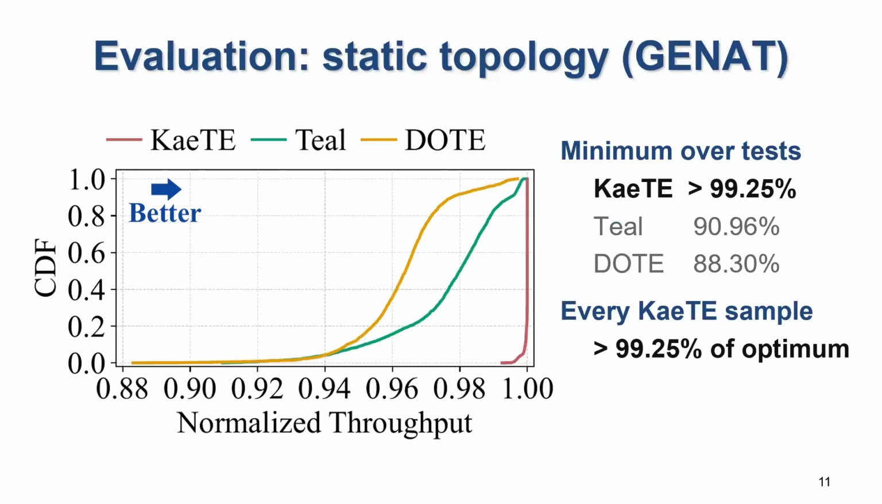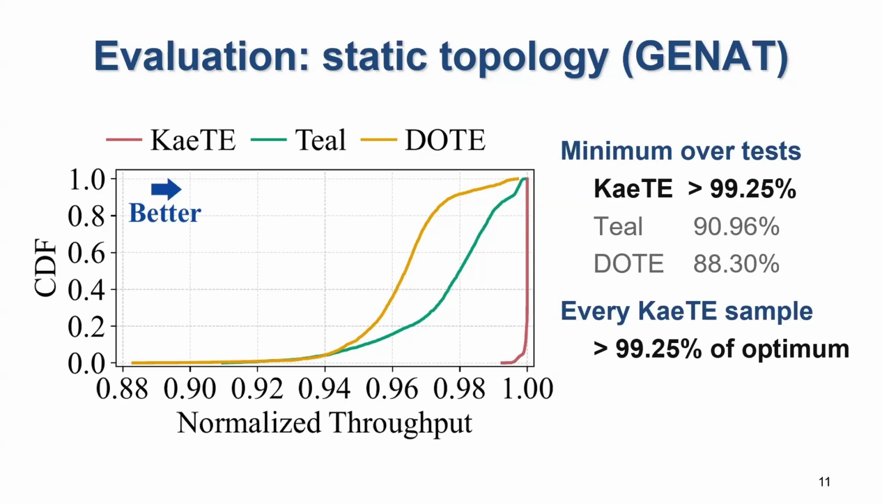Next, we show the result on the static Gantt topology. KaeTE also preserves solution quality. Specifically, KaeTE can achieve more than 99% normalized throughput for every testing sample. By contrast, the minimum normalized throughput is 90% for TU and 88% for DOT.